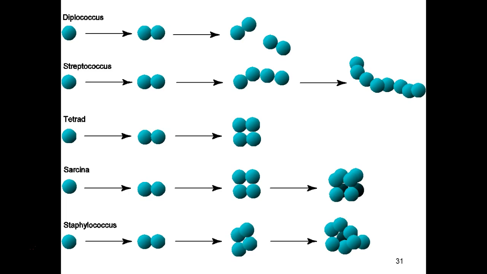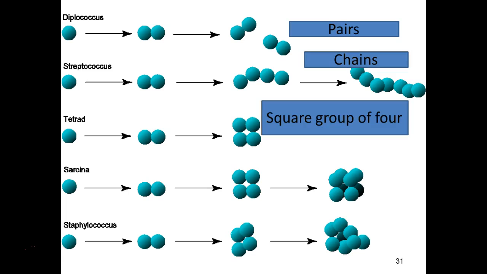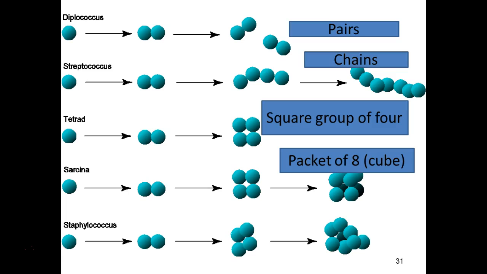So this is a good summary slide for all the cocci, right? They can form diplococcus, which is pairs. Strepto, which remember is chains, like strep throat. Think of that chain. Tetrad, which is a square group of 4 cells. Sarcina, which is a packet of 8, or that cube structure. And Sarcina. Did I say Staphylo? I was getting ahead of myself. Staphylo is clusters, right?